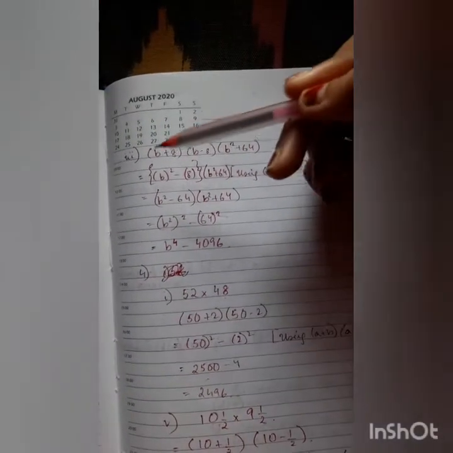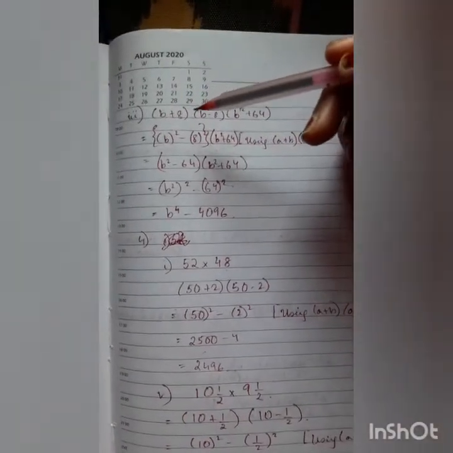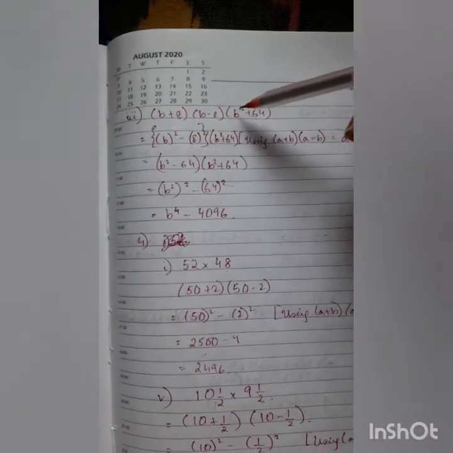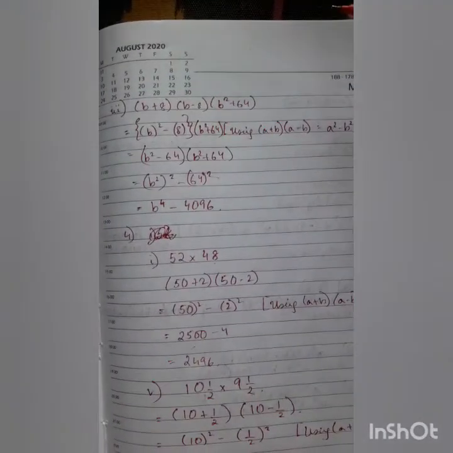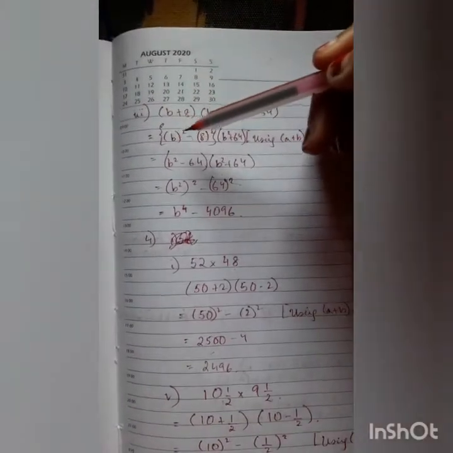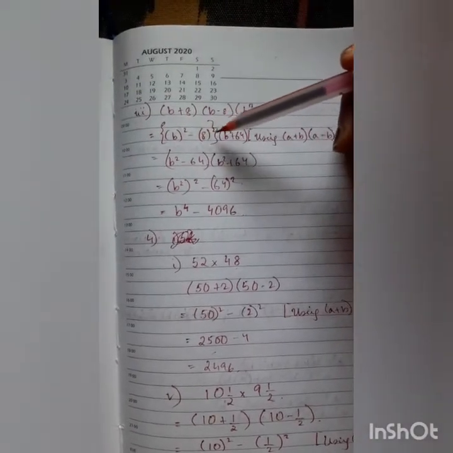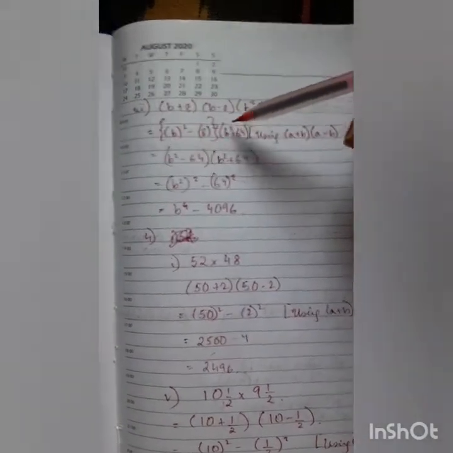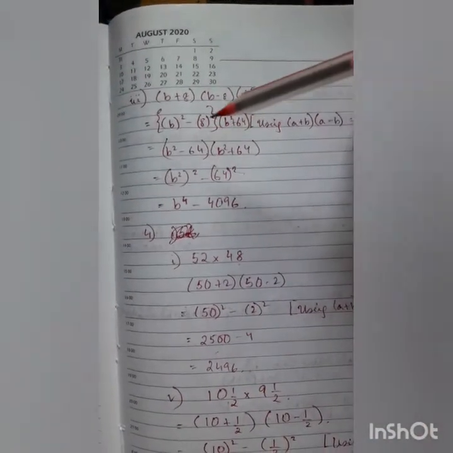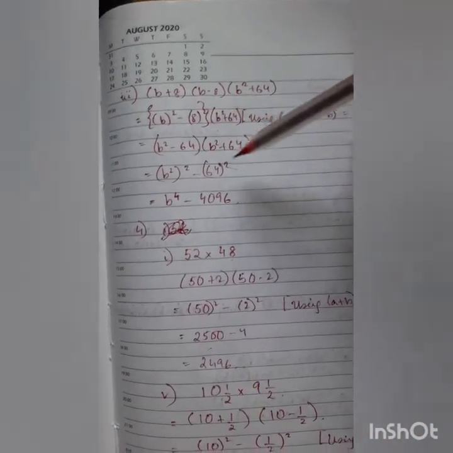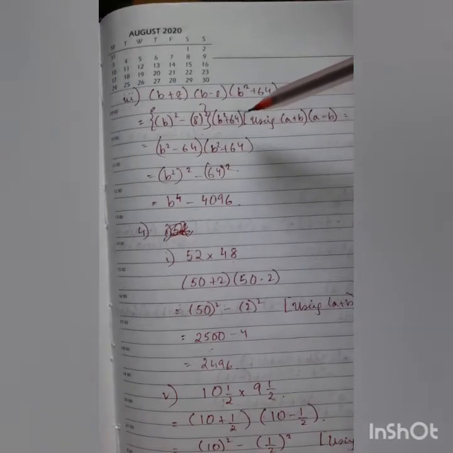Next, I have shown 3 part 3, similar type of sum: b plus 8 into b minus 8 into b square plus 64. So on these two we are applying the a square minus b square formula. So first term square minus second term square, we will write that in second bracket, into b square plus 64. So this is coming out as b square minus 64 and b square plus 64. Again we will use the a plus b into a minus b formula.